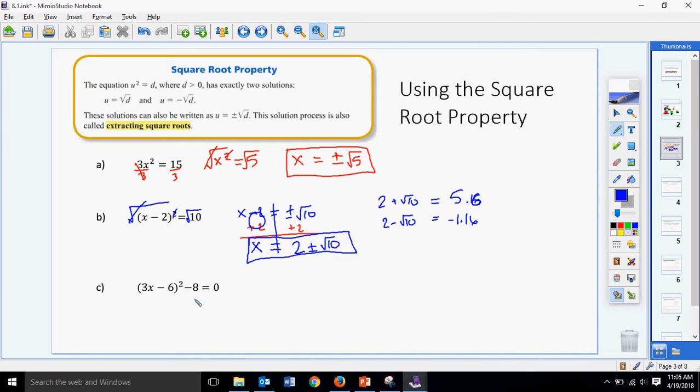All right, the third one, C. Before I can square root both sides, I want to isolate the square. So I need to add 8. And then I get 8 equals 3x minus 6 squared. So now that the square is by itself, I'm ready to square root to get rid of it. Square and the square root cancel. So I have 3x minus 6 equals the positive and negative versions of the square root of 8.